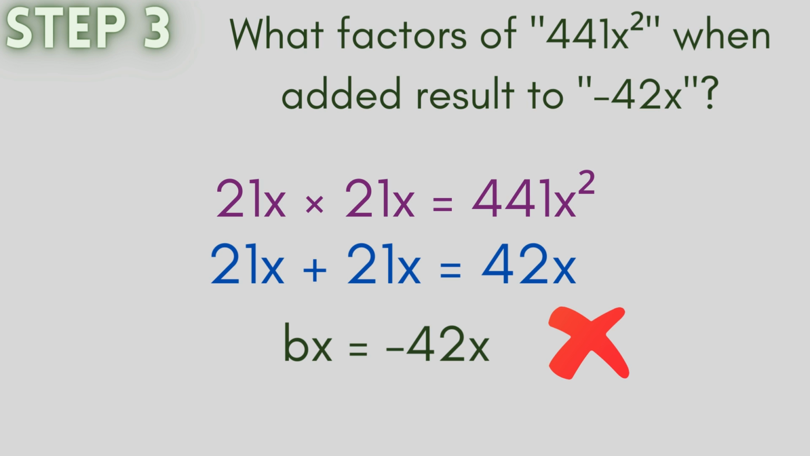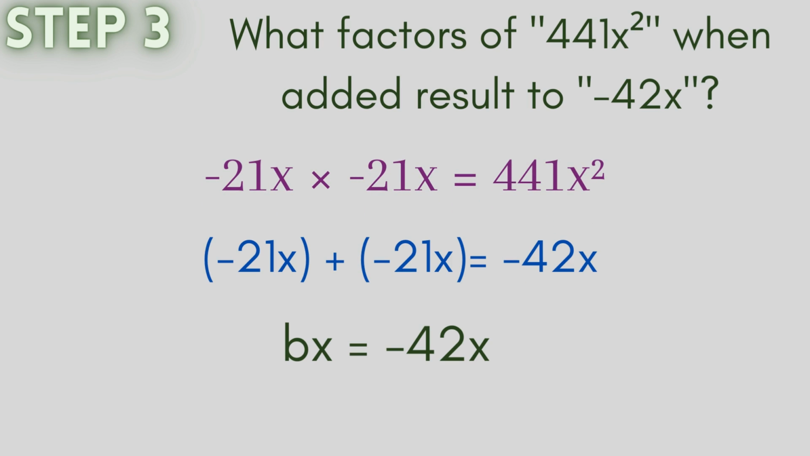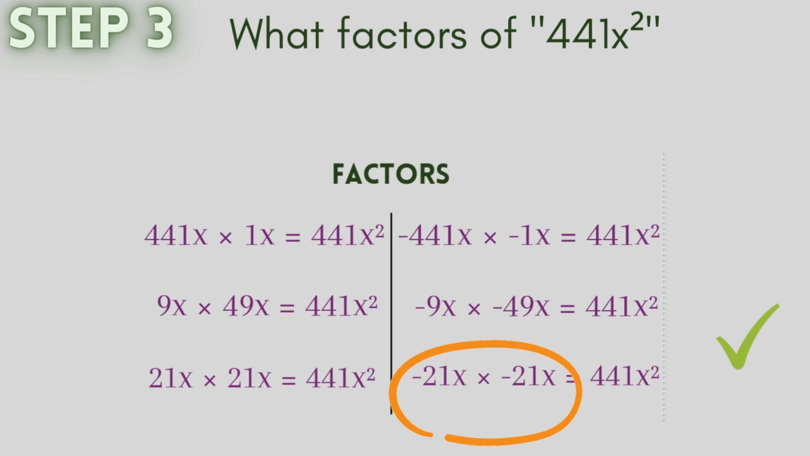So now let us consider another pair of factors of 441x square, minus 21x and minus 21x. On adding these two terms, we get minus 21x plus minus 21x, which is equal to minus 42x. Therefore, we have found the factors of 441x square, which when added result to minus 42x. These factors are minus 21x and minus 21x.